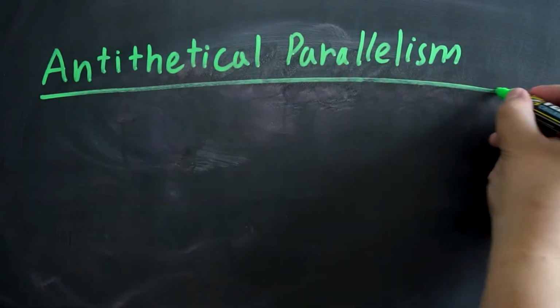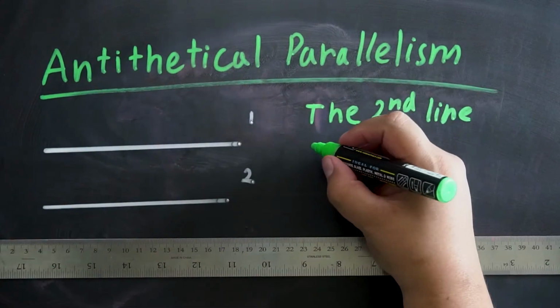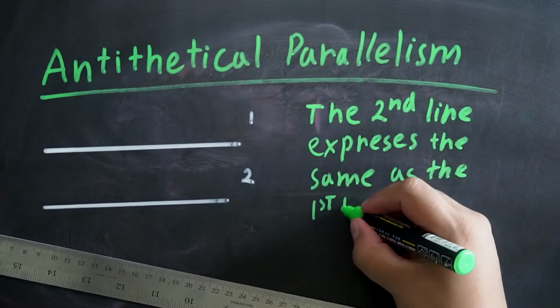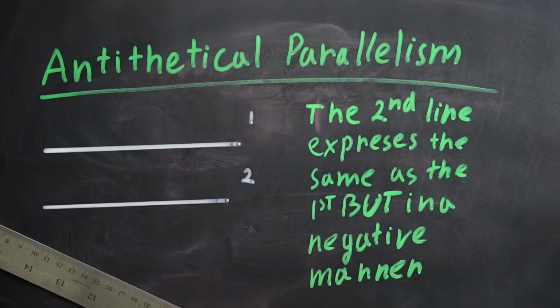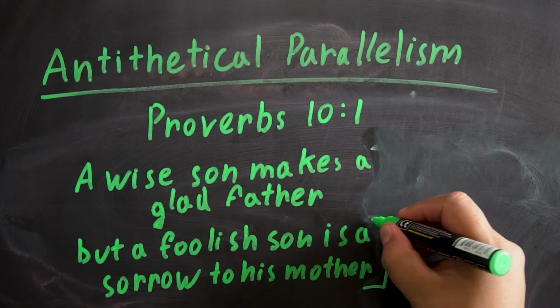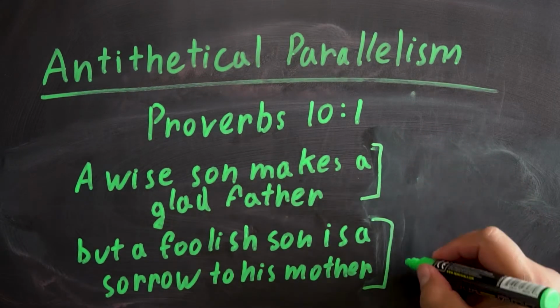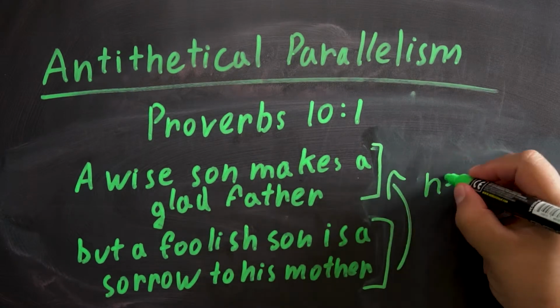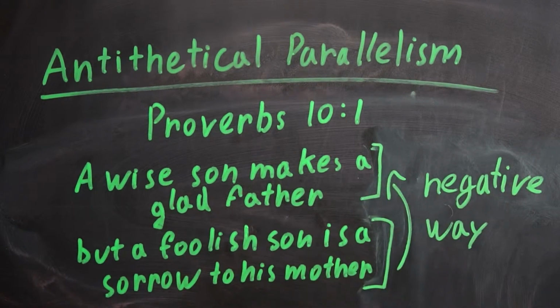In antithetical parallelism, the second line expresses the same as the first, but in a negative manner. An example of antithetical parallelism is Proverbs 10:1. A wise son makes a glad father, but a foolish son is a sorrow to his mother. The second line is making the same point as the first line, just in a negative way.